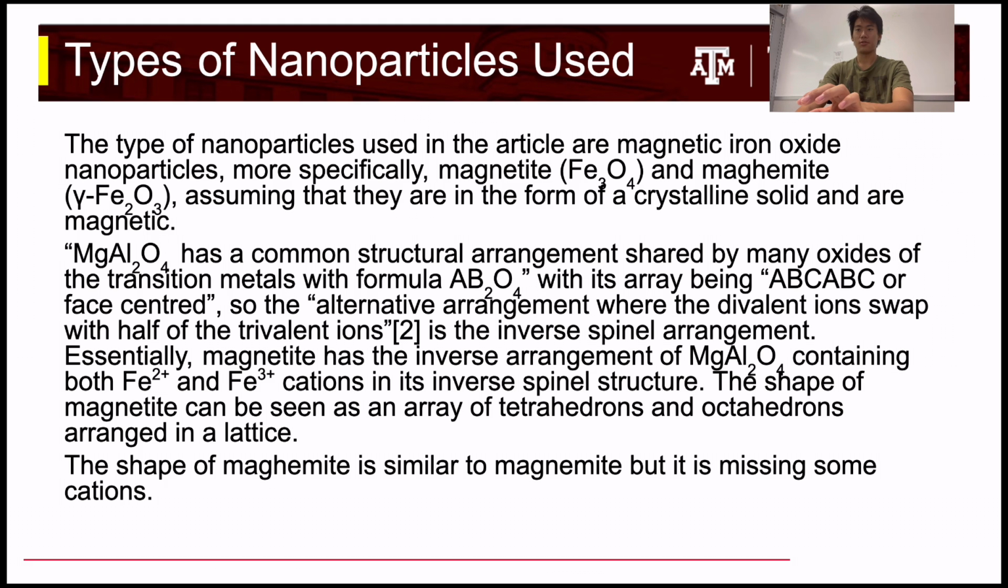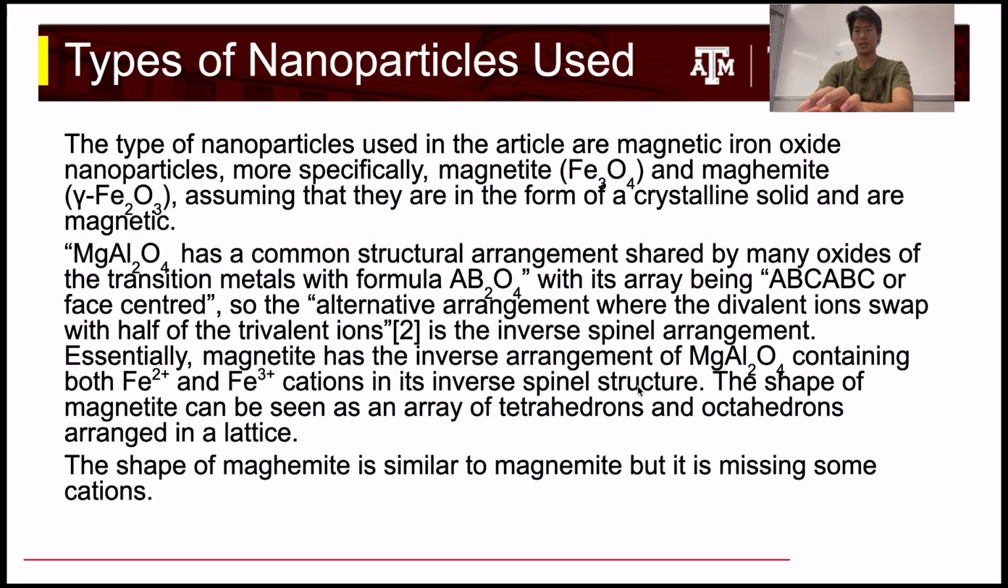The type of nanoparticles used in the article are made out of magnetite and maghemite, which are magnetic iron oxide nanoparticles in the form of a crystalline solid and are magnetic. Their structure is the inverse spinel structure, which is essentially MgAl2O4, but inverse, so its divalent ions swap with half of the trivalent ions. Magnetite contains both iron 2 plus and iron 3 plus cations in its inverse spinel structure.